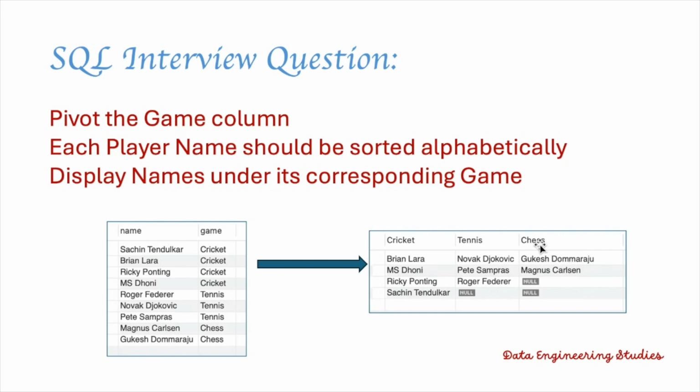Since we have only two chess players, the third and the fourth row are populated as null. Similarly, for tennis, we have only three players, so the fourth row is populated as null. I hope the question is clear. Now let's get into the implementation.